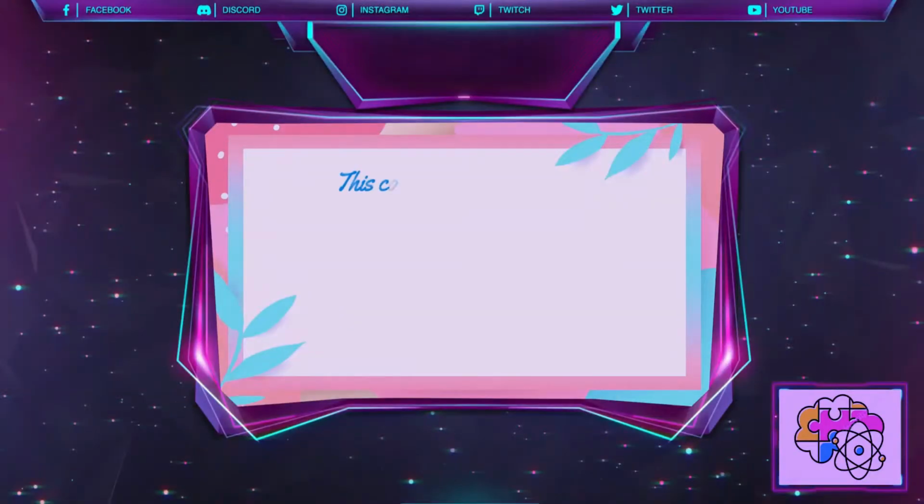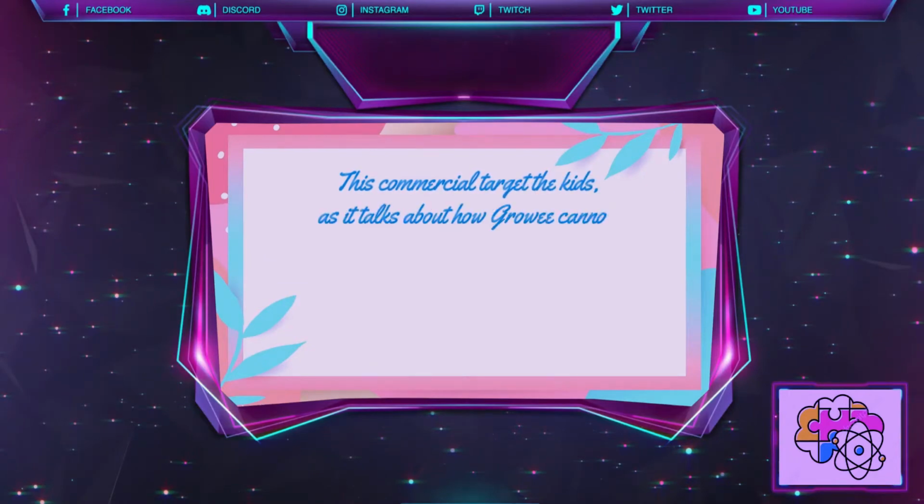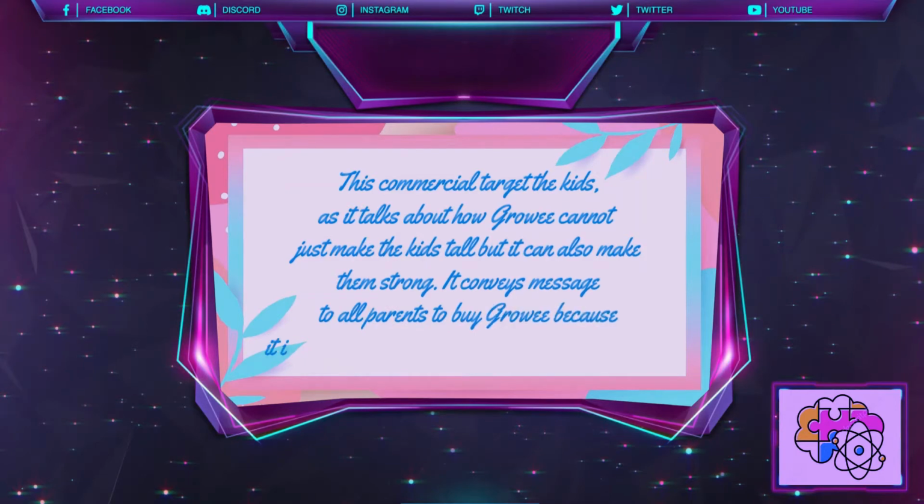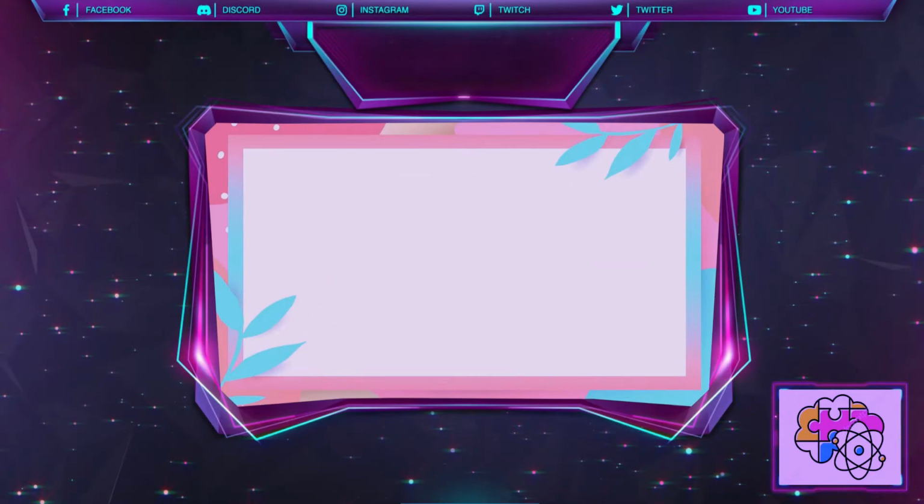This commercial targets the kids as it talks about how Growing can not just make the kids tall, but it can also make them strong. It conveys a message to all parents to buy Growing because it is said to be effective and not proven to be false. Let us proceed to the second type of fallacy, which is Argumentum ad Verecundiam.